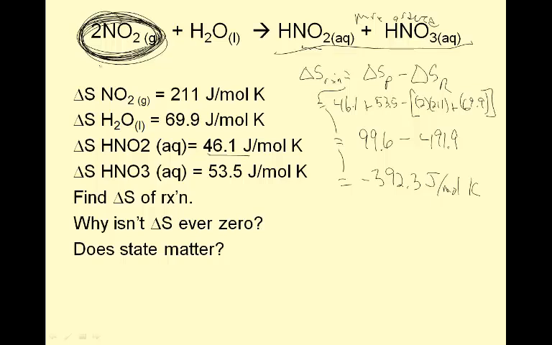Why isn't S ever zero? Because we can't get to 0 Kelvin. We can't get to absolute zero. It's too cold, and that's a perfect crystal, and we don't do that. Does state matter? Yes, the state of matter matters because gases have a huge impact.